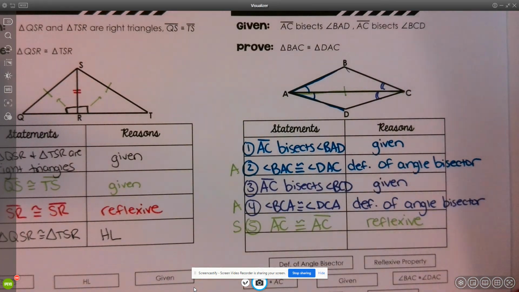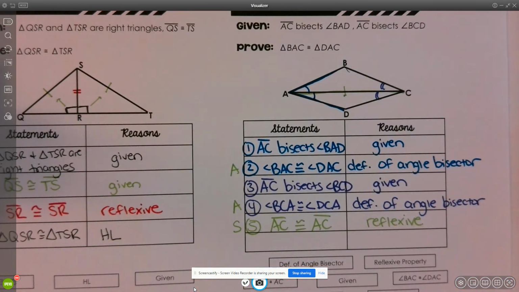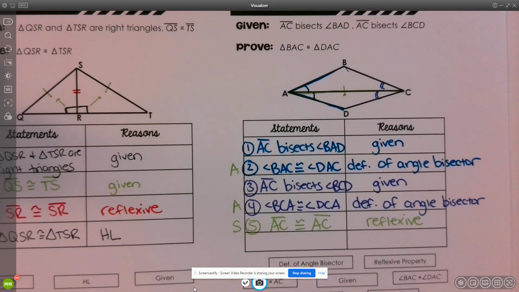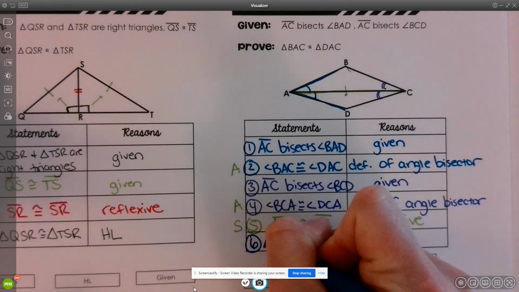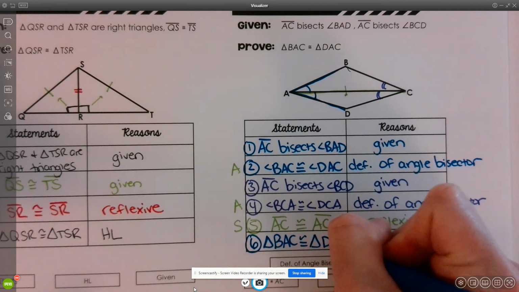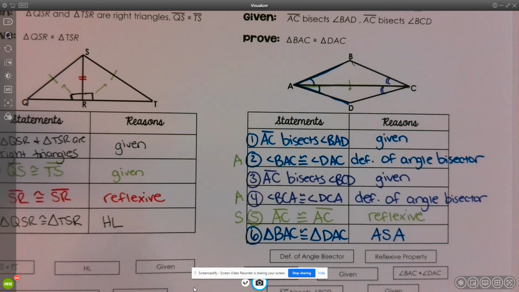So looking at the picture, we have an angle, side, angle congruence theorem in that order. The side is in between the angles. So now we are able to state that triangle BAC is congruent to triangle DAC by the angle-side-angle congruence theorem.